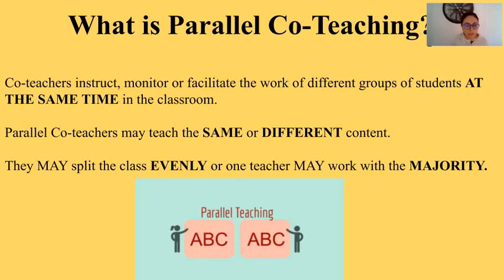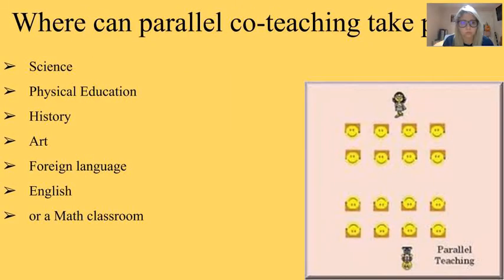We have this picture right here. So you can see 2 teachers are teaching A, B, C students. So basically the class is divided in 2. Okay, so where can parallel co-teaching take place? You might wonder, it can take place in any subject or any discipline. So that's science, physical education, history, art, a foreign language, English, or a math classroom.